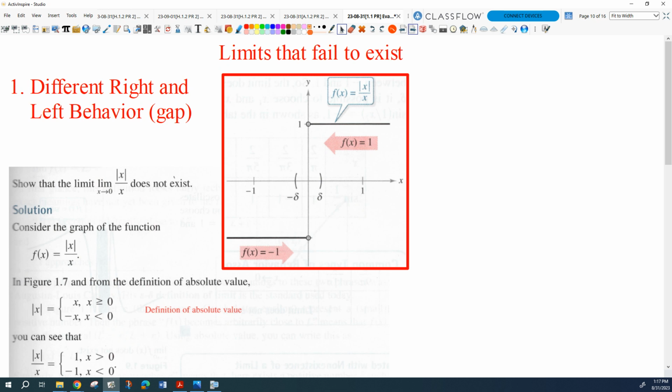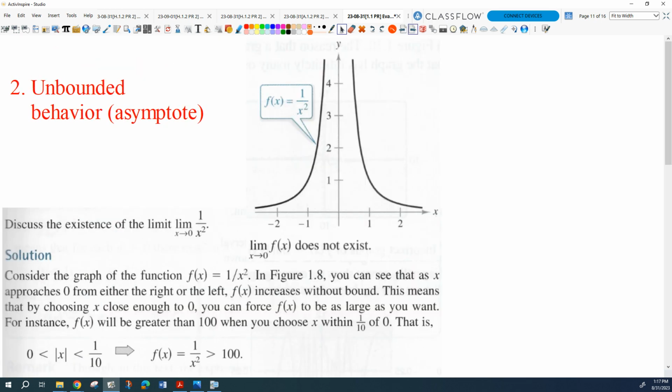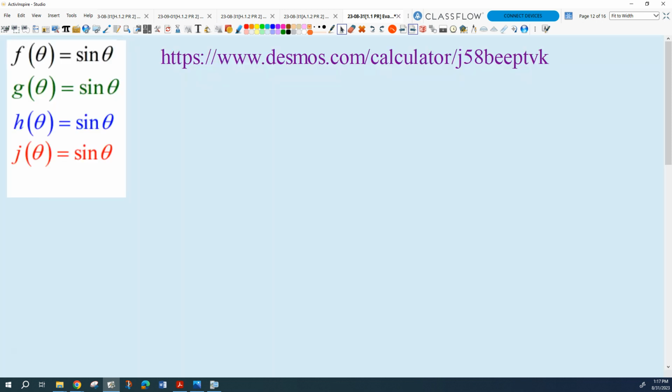Okay? What else did we find? We found that if there was asymptotic behavior, unbounded behavior, the limit doesn't exist. Now we can still be descriptive and maybe throw in some infinities sometimes, but the limit doesn't exist. Okay? And then the third kind, I want to do a little exploration here. We're going to have a little fun.